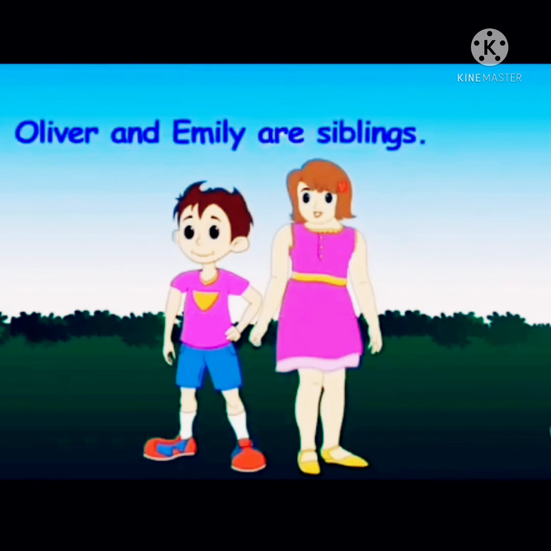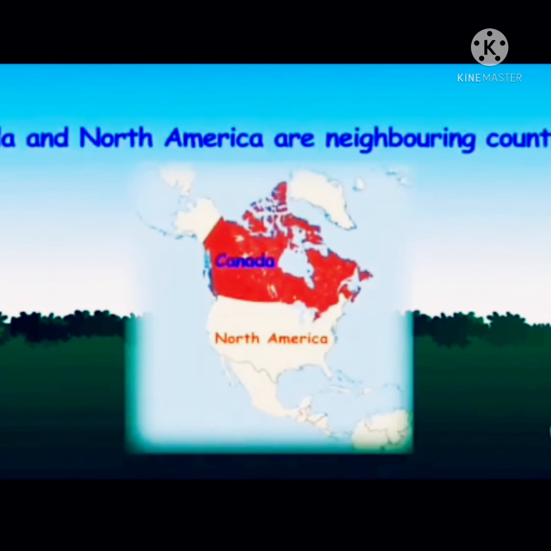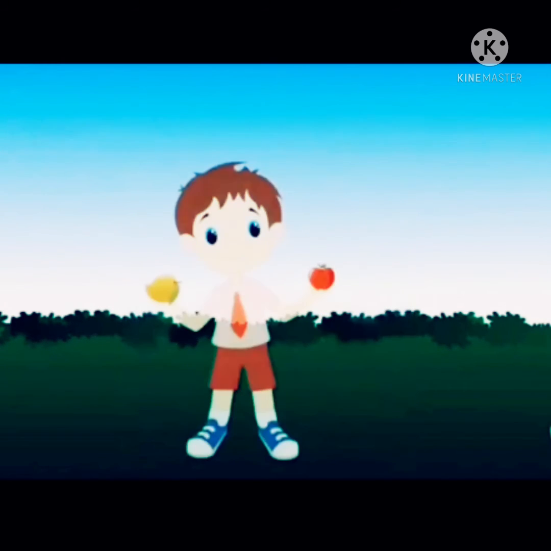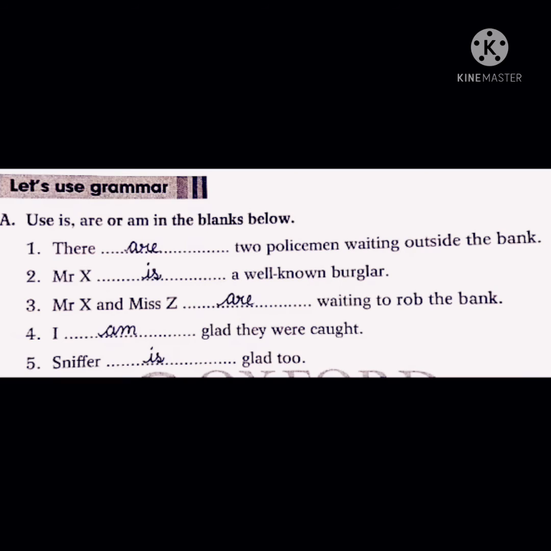Oliver and Emily are siblings. Canada and North America are neighboring countries. Mango and apple are my favorite fruits. So children, here we have done with the explanation part of is, am, are. Now let's do some exercises.